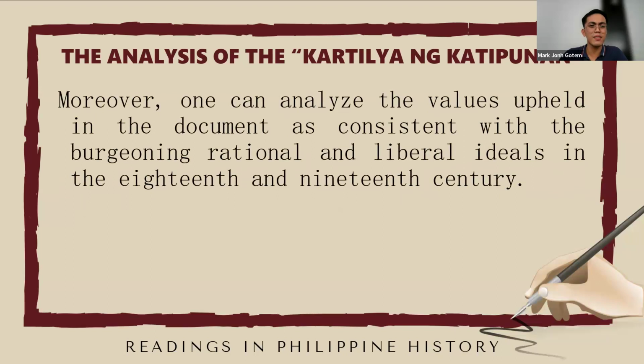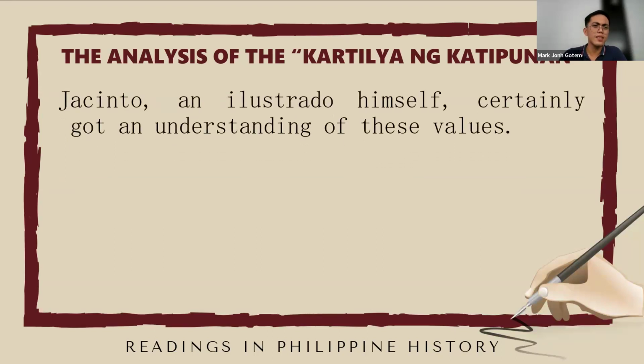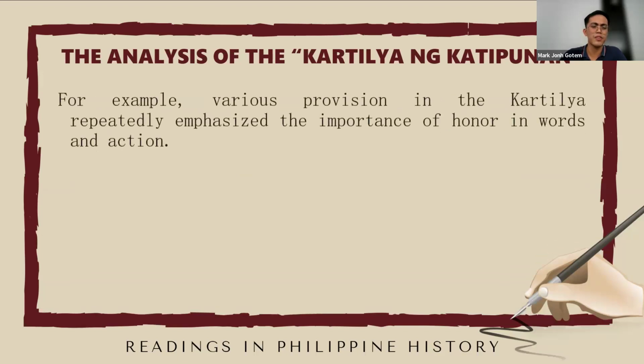Moreover, one can analyze the values upheld in the document as consistent with the burgeoning rational and liberal ideas in the 18th and 19th century. Because in the 18th century French Revolution, equality, tolerance, freedom, and liberty were values that first emerged in that century. And Jacinto, an Ilustrado himself, certainly had an understanding of these values.